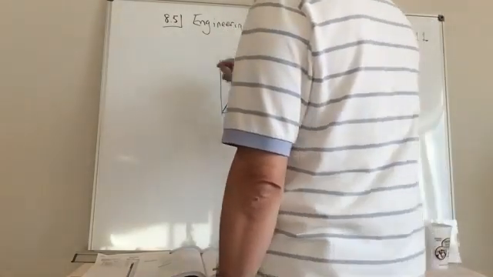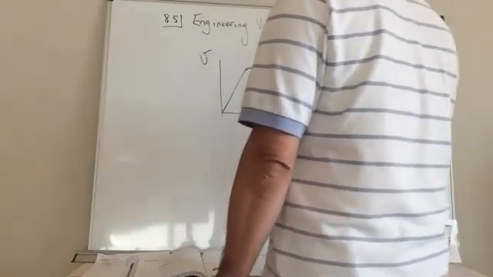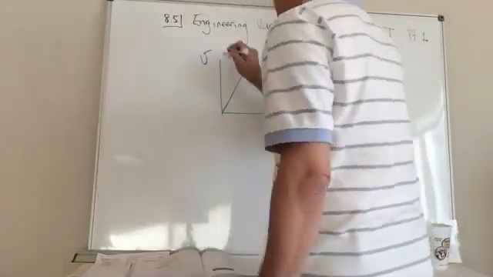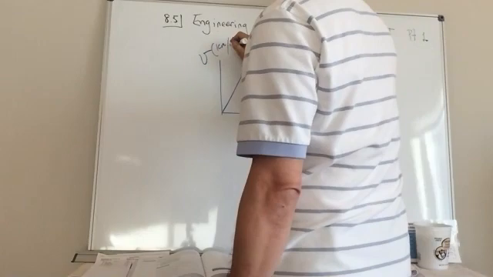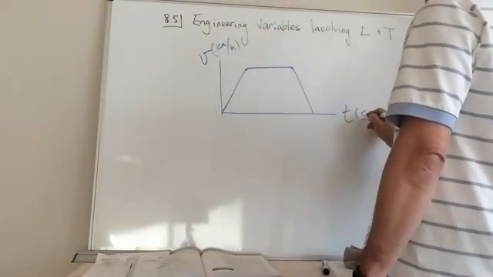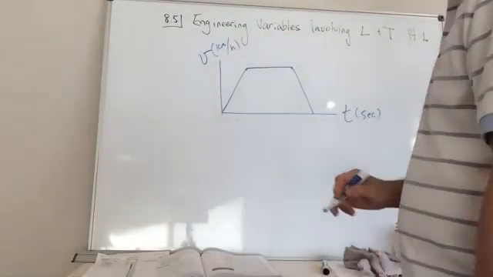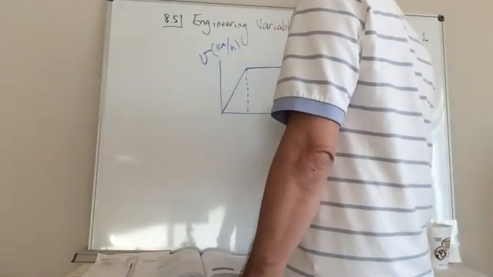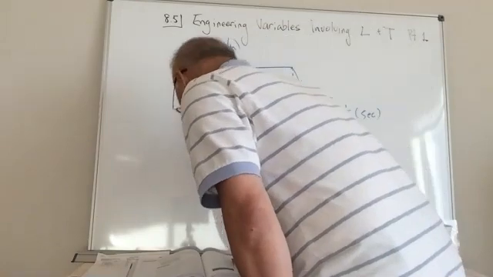Okay, so this is the velocity. This is time in seconds and kilometers per hour. So here is kilometers per hour, and we have time in seconds here, right? So what happens here? We're going here, and the time is 15.